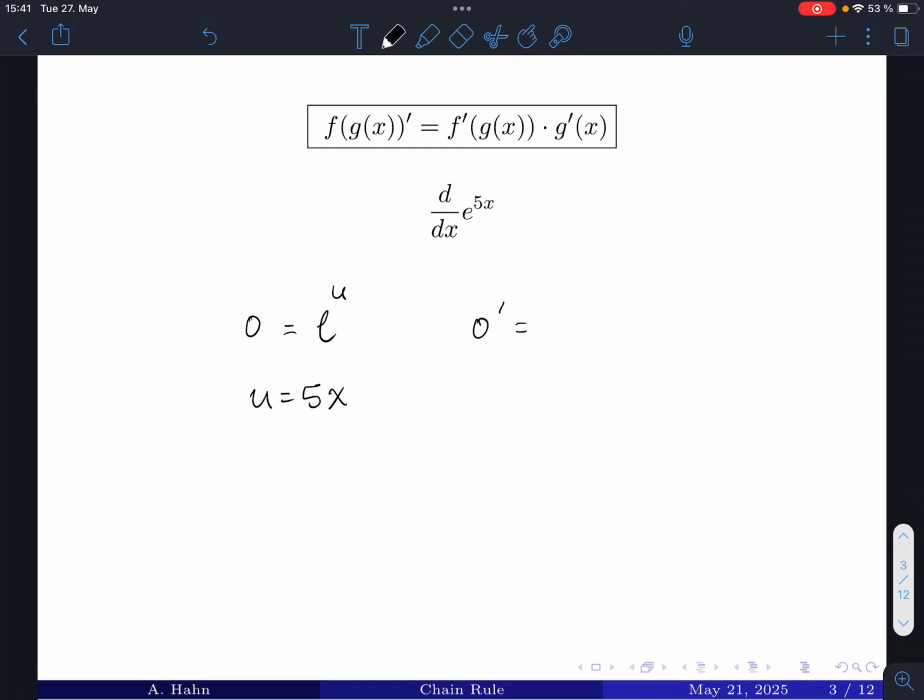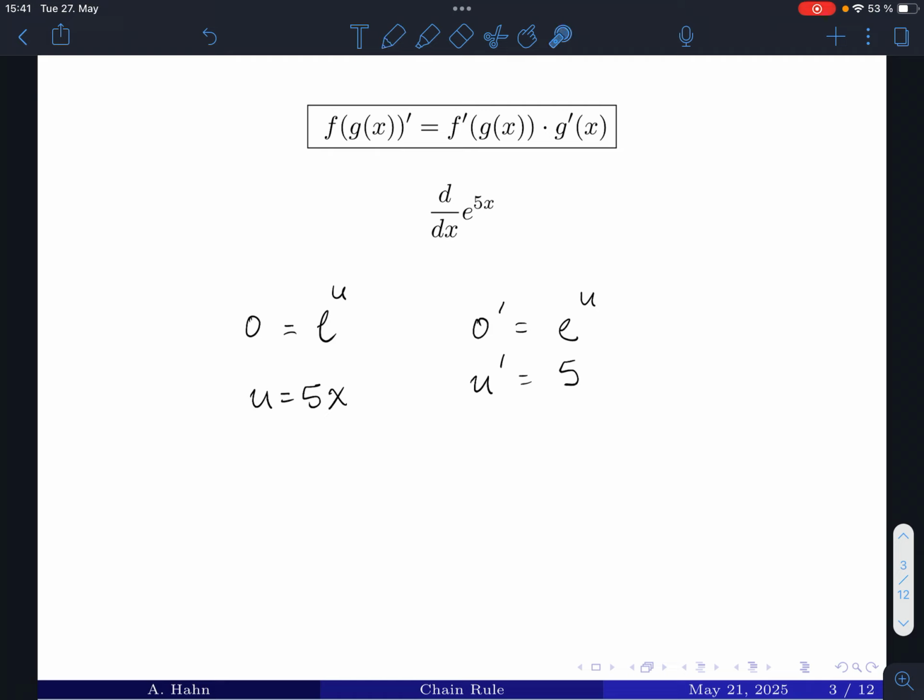So we're going to say the derivative of the outside. The derivative of e to the u, or e to the x, like e to any variable, is just e to that variable. So this is just e to the u. And then the derivative of 5x is just 5.